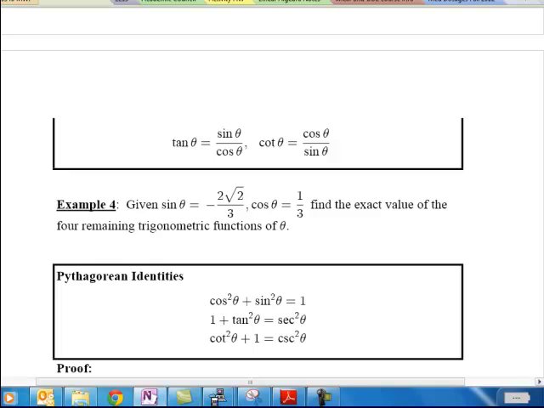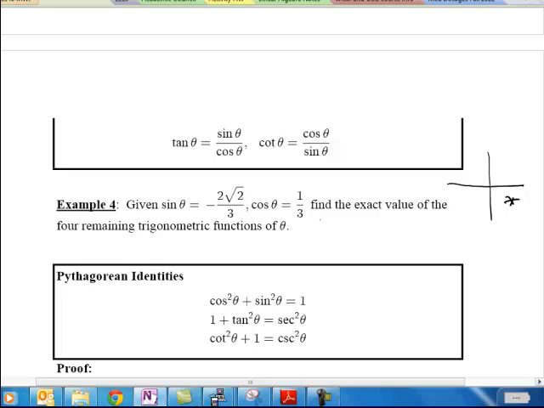This example 4, we could probably use a little more space. It's a little bit hidden here, but if we're given that sine theta is negative 2 times the square root of 2 over 3, and the cosine of theta is 1/3, we want to be able to figure out the value for the remaining trig functions of theta. And we can do this using those reciprocal identities and the quotient identities. First, think about which quadrant are we in. If sine is negative and cosine is positive, we must be over here in quadrant 4.